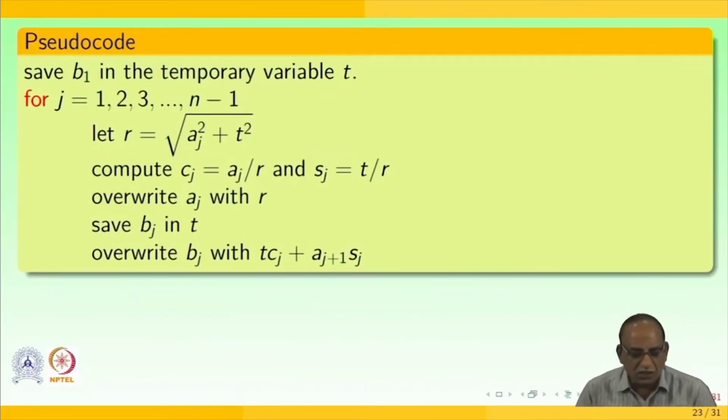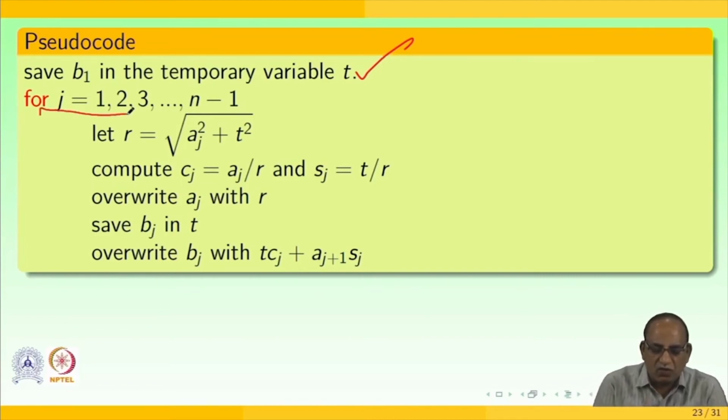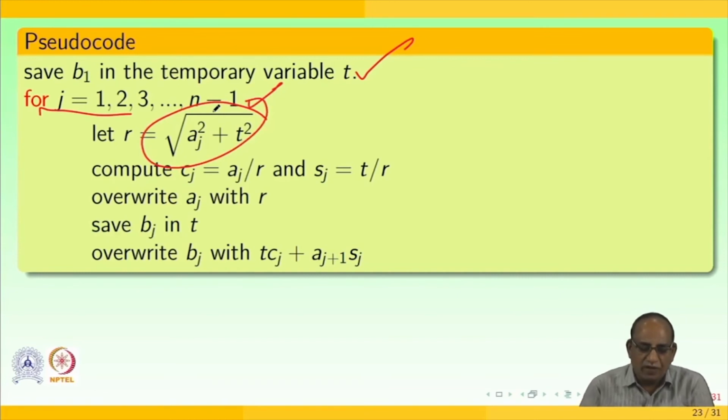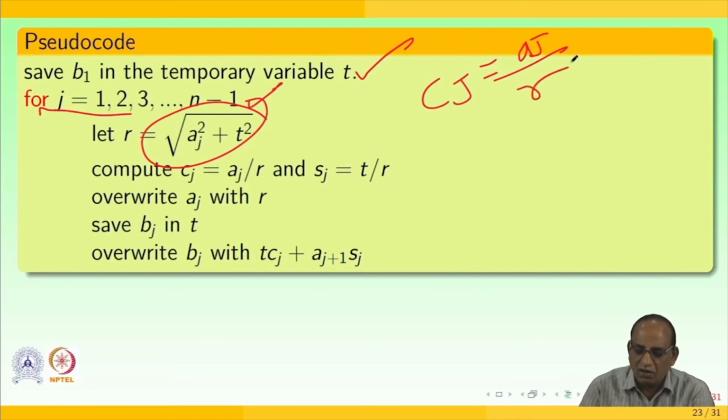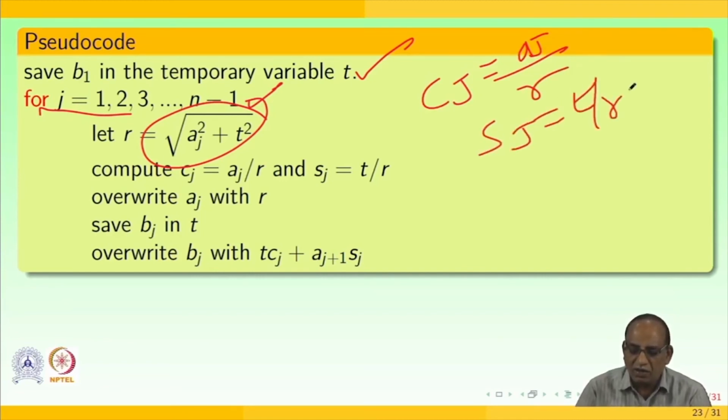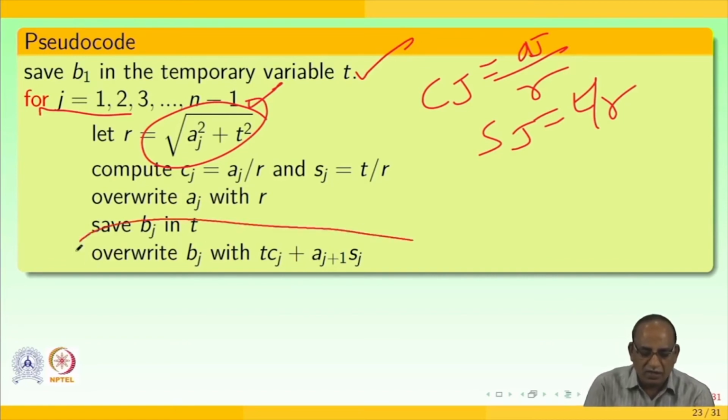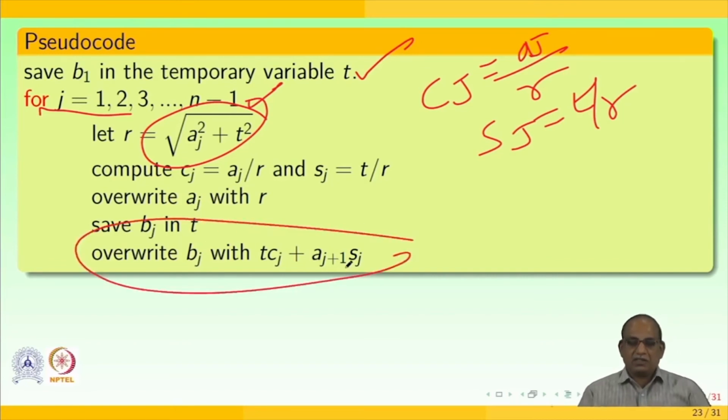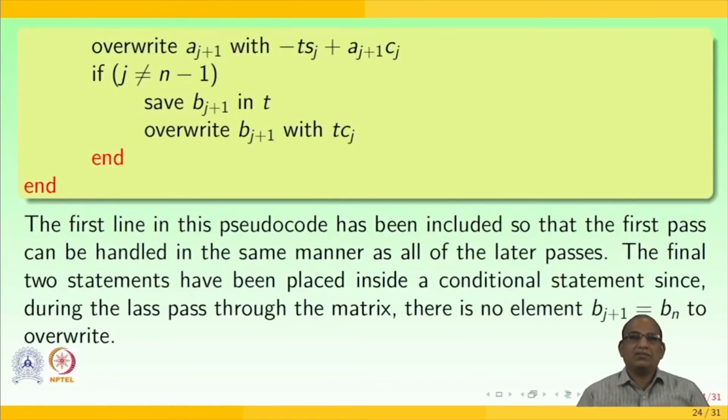So if you look at the coding for this matrix: save B1 in the temporary variable as t. Then for j equal to 1 up to n minus 1, let r be the square root of Aj squared plus t squared, and we compute Cj equal to Aj upon r, and Sj is nothing but t upon r. Then we override Aj with Cj Aj plus Sj t, and Tj plus Aj plus 1 S comma j.